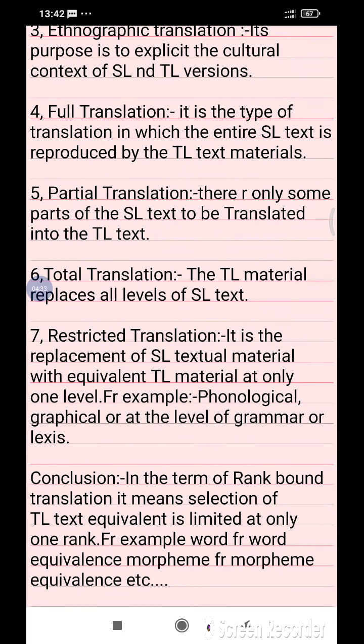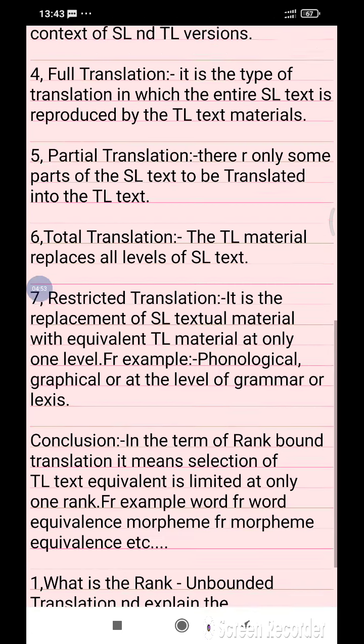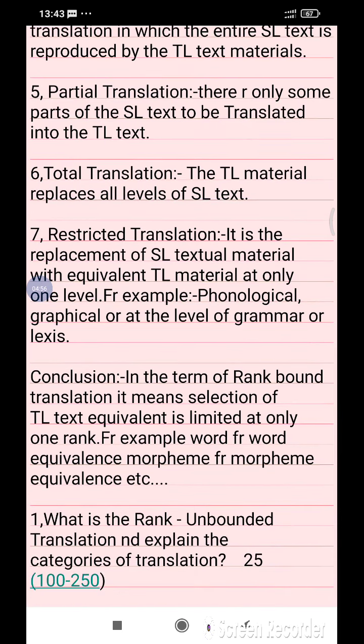Full translation is the type of translation in which the entire source language text is reproduced by the TL text material. Partial translation, there are only some parts of SL text to be translated into the TL text. While we translate the meanings and the literary devices into another language partially, it is called partial translation.